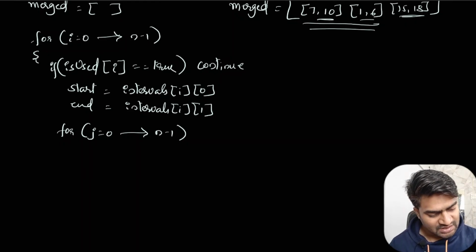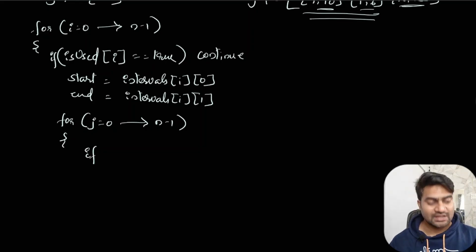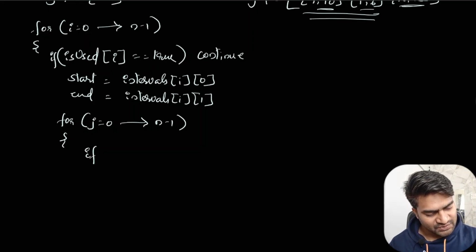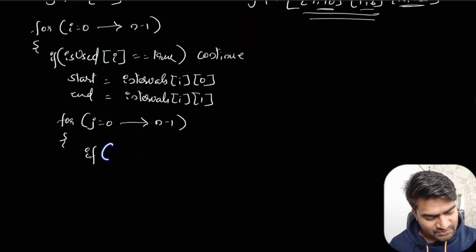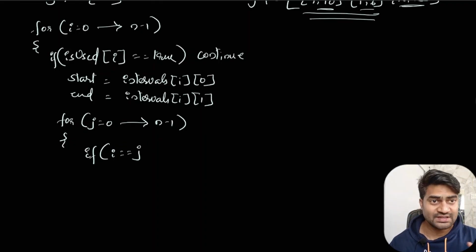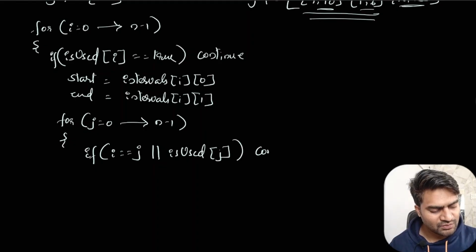So first thing I will do is check for that. Before that, since both i and j iterate from 0 to n minus 1, there is a chance that i can become equal to j. It means we try to compare the interval with the same interval, so that we should avoid. So if i equal to j, this is one condition, or if it is already used, then we will simply skip that. So basically we will continue.